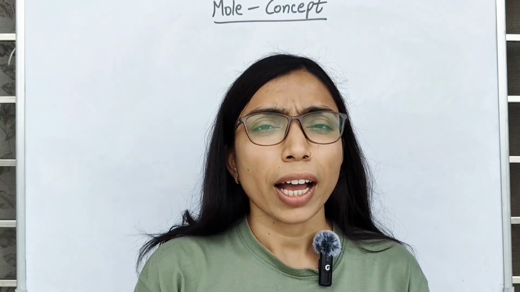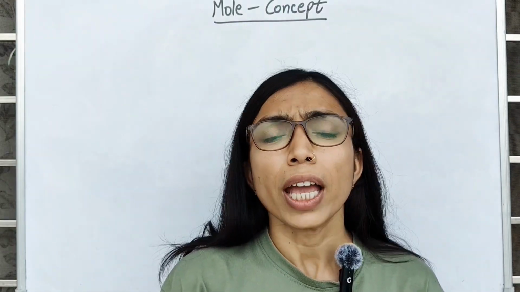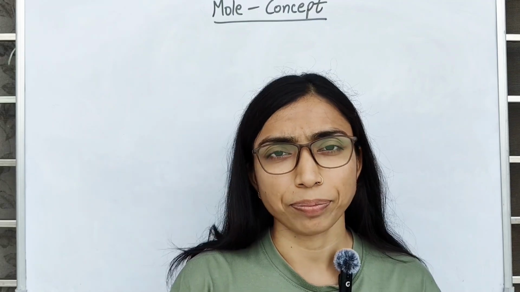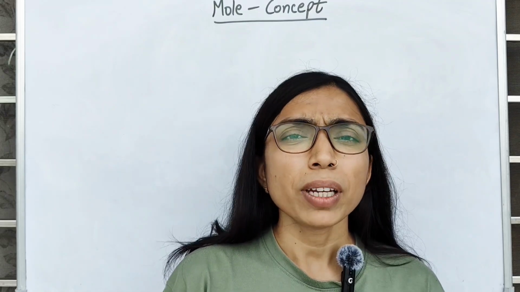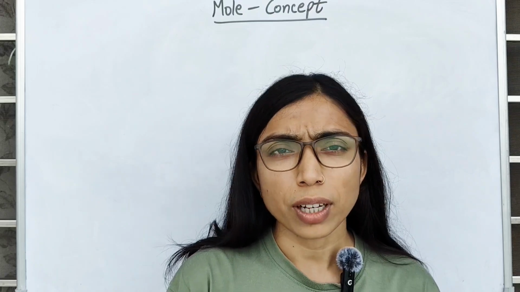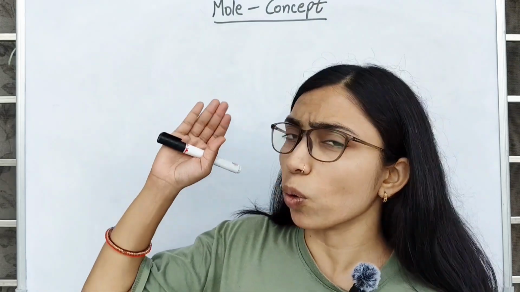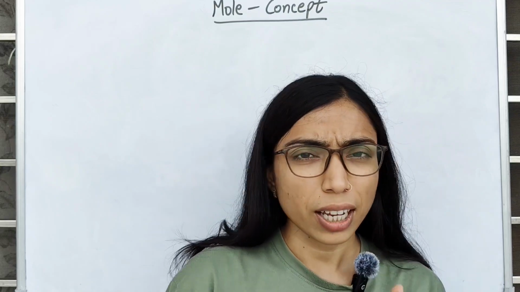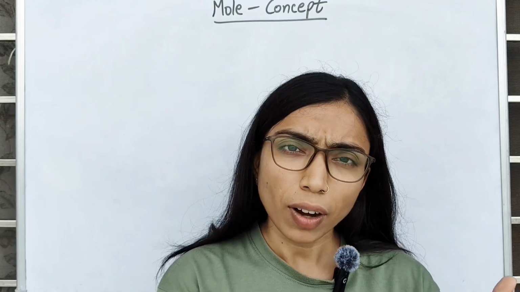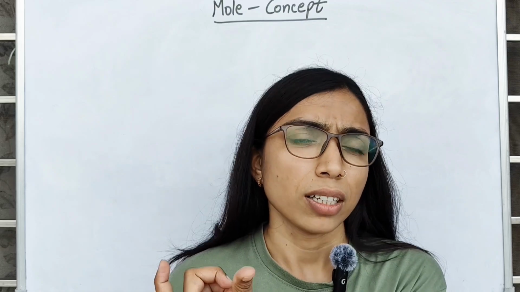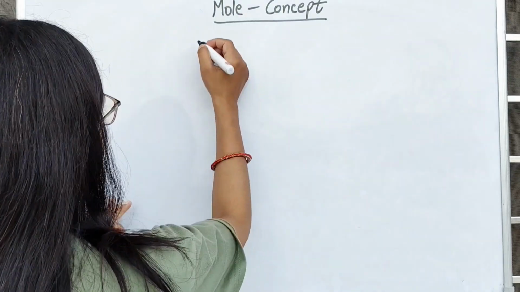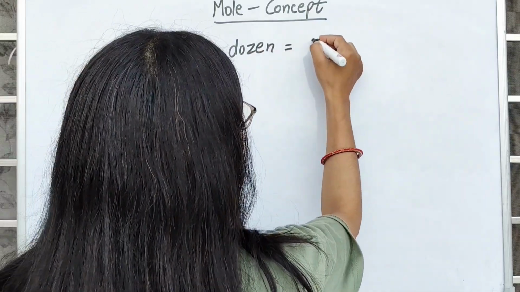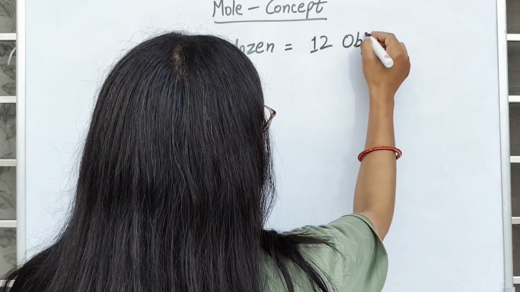Before starting, I have a question for you. If I give you 1 dozen bananas, then how many bananas do you get? Of course, 12. Similarly, chemists also use a fixed quantity, that is mole. Just like 1 dozen is equal to 12 objects, 1 mole is equal to some fixed number of particles. Let me write: 1 dozen is equal to 12 objects.